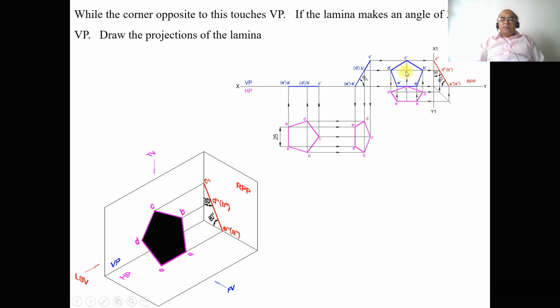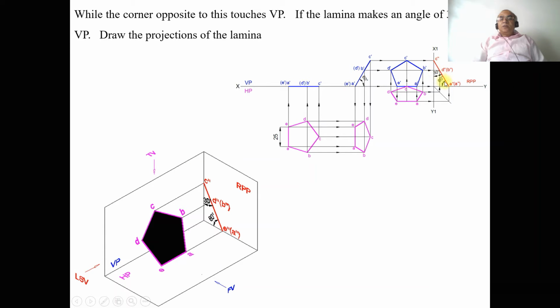So when the surface is inclined to both the planes, obviously in the profile view you are going to get a perpendicular line. So that means it is perpendicular to the profile plane. So draw the x1y1 line and draw the side view so that you can see here this angle will be 60 degrees and that angle will be equal to this angle by 60 degrees.